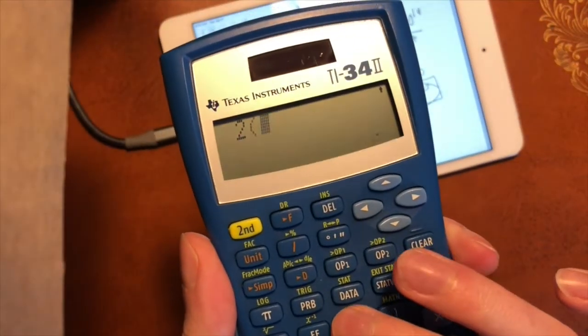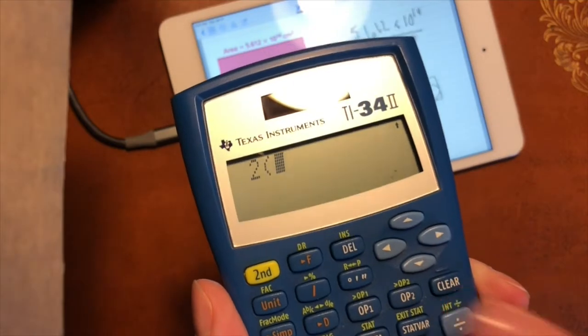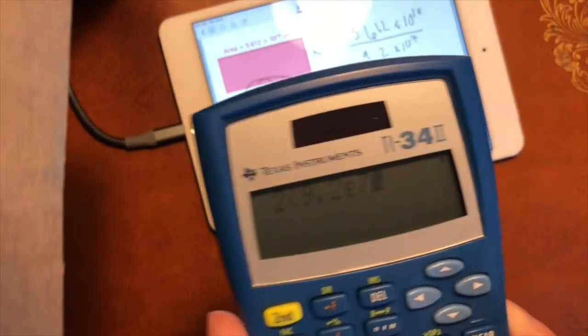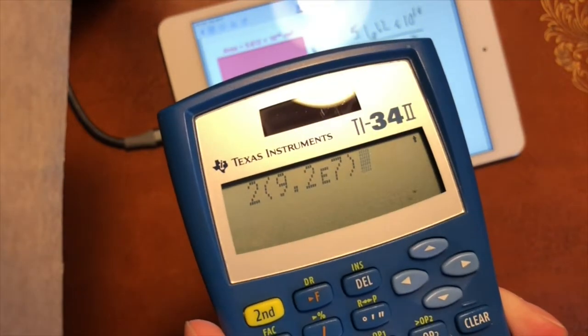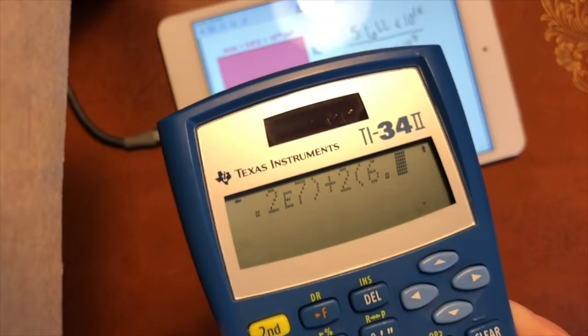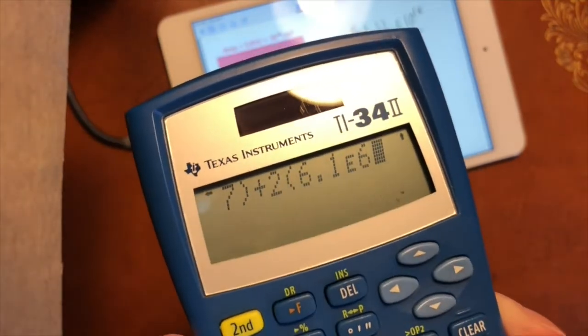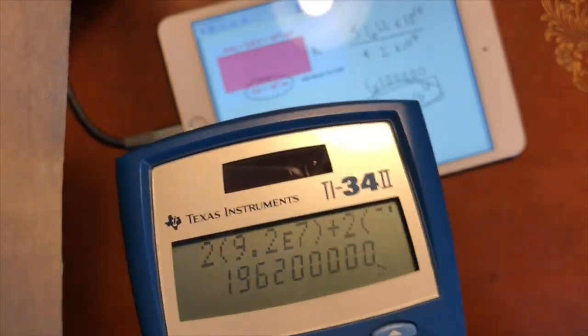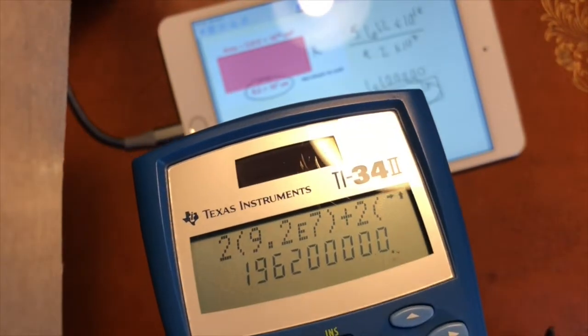We can put in parentheses, 2 parentheses, you see that there? Yep. 2 parentheses, 9.2 E7, close parentheses, plus 2 parentheses, 6.1 E6. And we type that in, we get this disgusting number, but that is our perimeter.